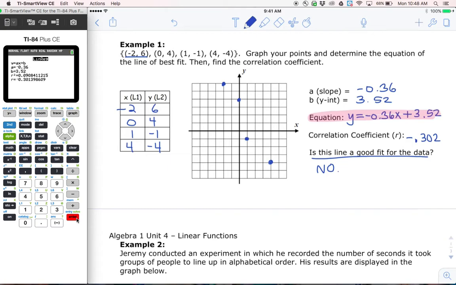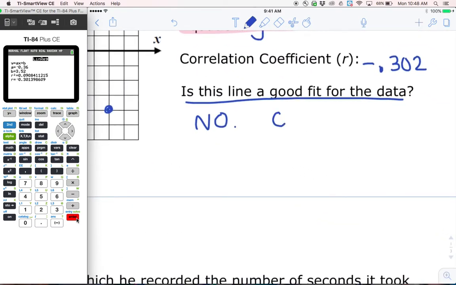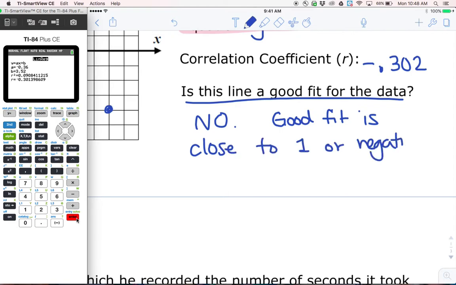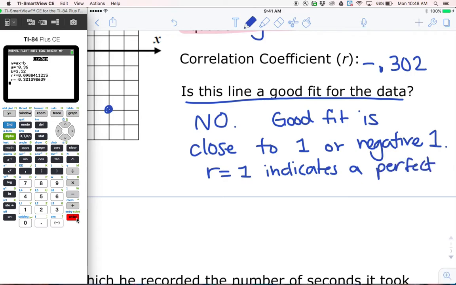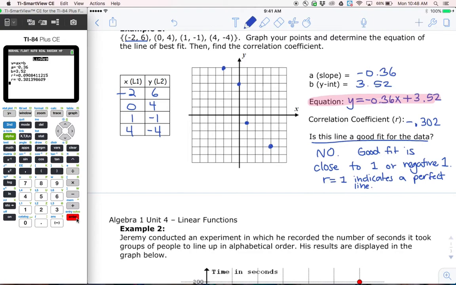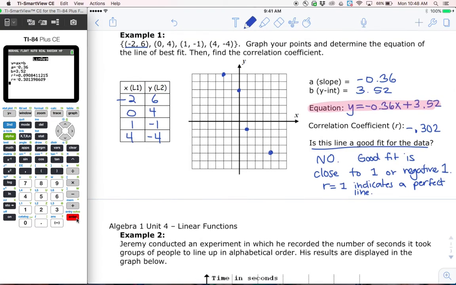In fact, here's how we know if it's a good fit for the data. A good fit is close to 1 or negative 1. If your R value is 1, this indicates a perfect line. So all the equations that we've done in the past would have an R value of 1 because they were perfectly linear. But in our case, it's not great. So this is not a very good fit for the data, but it's the line of best fit, the best we got. So let's do a couple of examples here.